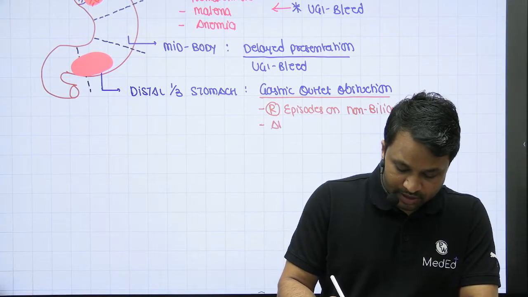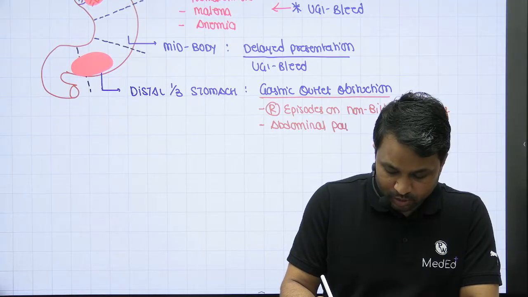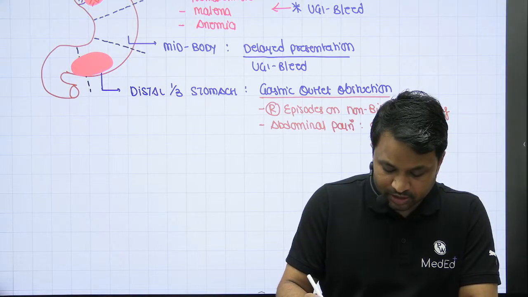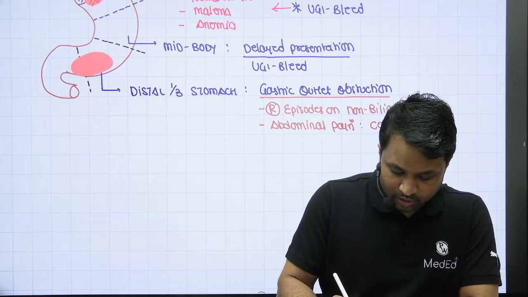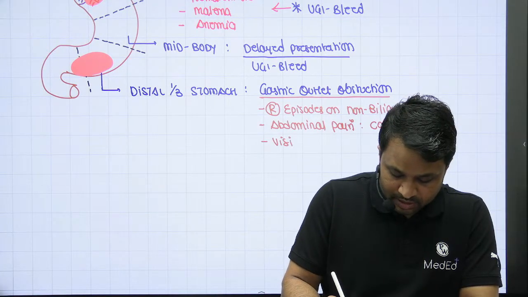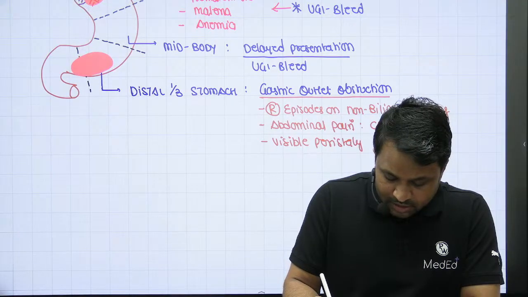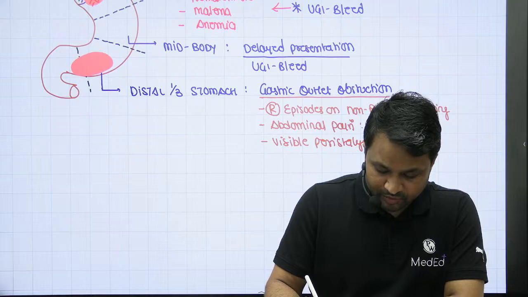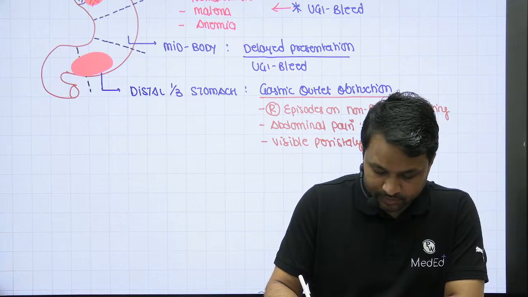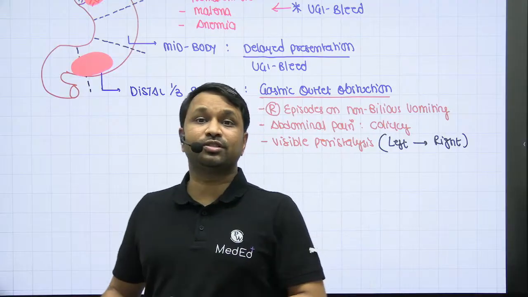It will be associated with abdominal pain, which will be colicky in nature. It will also have visible peristalsis. Now, if you want to impress your examiner, you can say the visible peristalsis here is going to be from left to right, because the orientation of the stomach is left to right.